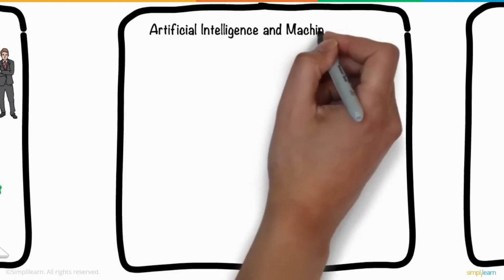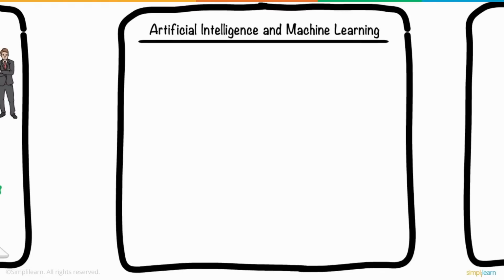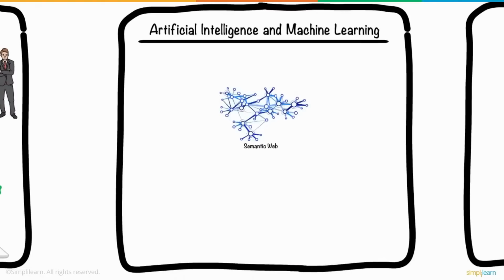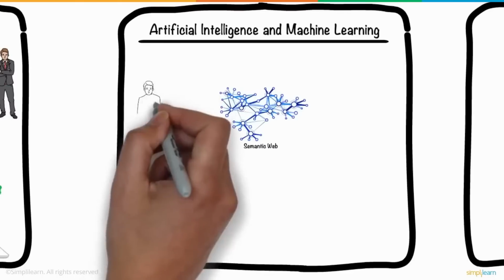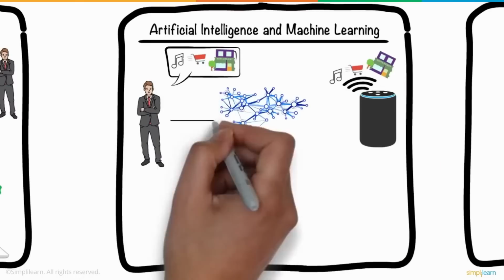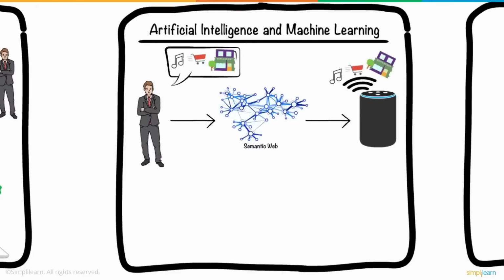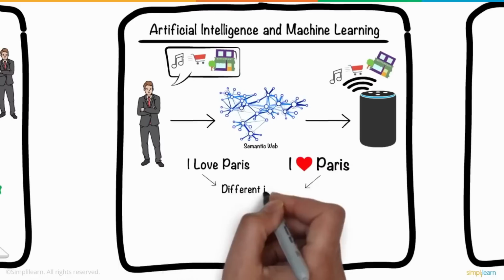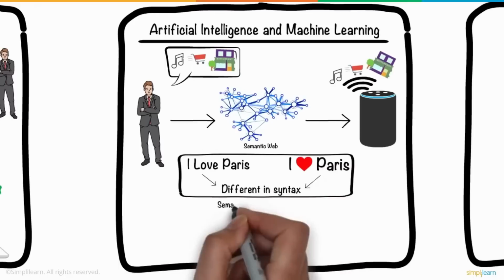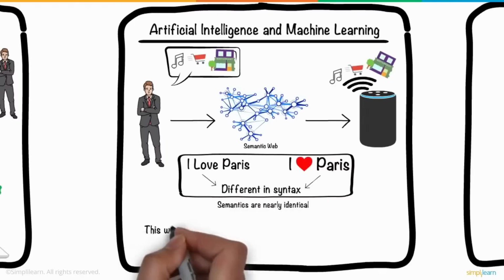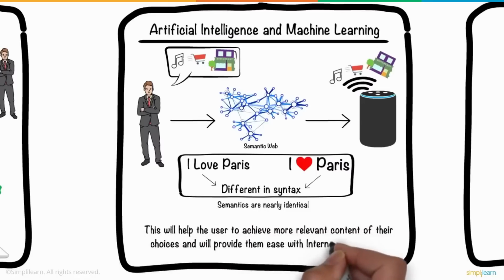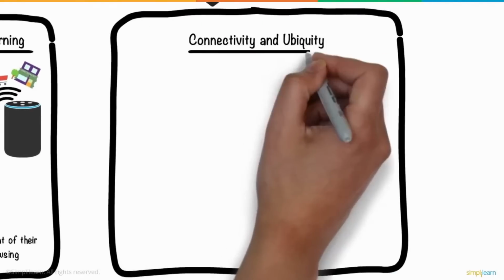Third is artificial intelligence and machine learning. In Web 3.0, through technology based on semantic web ideas and natural language processing, computers will be able to understand the information in the same way that people do. For example, "I love Paris" and "I heart Paris" may seem different in syntax. However, their semantics are nearly identical. This will help the user to achieve more relevant content to their choices and will provide them ease with internet browsing.